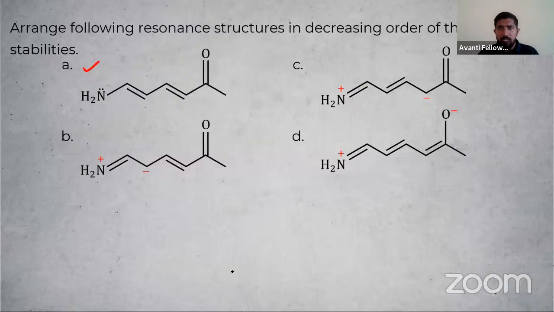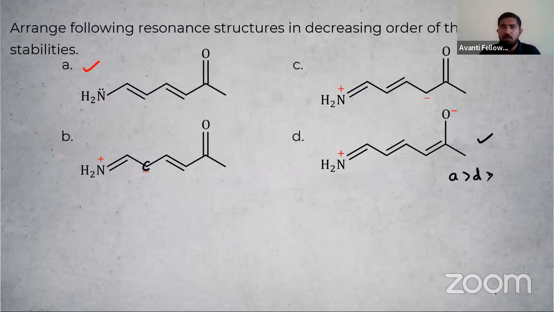So what about the next point? Charge. If charge is present, what do we have to check? If negative charge is present on the more electronegative atom, then it is more stable. So let us check it here. Here there is a negative charge on carbon. No, it is not that stable. Then here we have oxygen. Oxygen and carbon: who is more electronegative? That is our oxygen. So negative charge on oxygen, so this structure will be more stable. So first one A, second is our D.